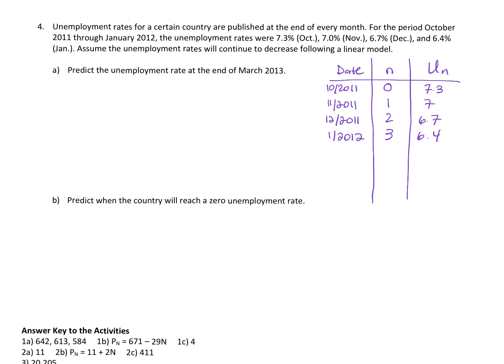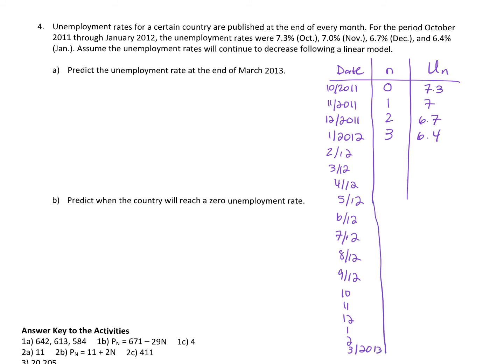Okay, so the end of March 2013, so let's see, we have 2012, 3, 4, 5, and 1, 2, 3. So March 2013 is way down here. So I need to figure out that N value. So I'm going to count. So this is 3. So 4, 5, 6, 7, 8, 9, 10, 11, 12, 13, 14, 15, 16, 17. So the N value of 17 is the one that I want.